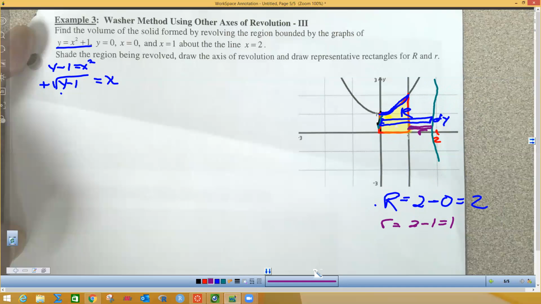Anybody got a question to there? Now this is kind of screwy. Maybe I should have left my 3D problem up there. But this big R and this little r are going to be the same.